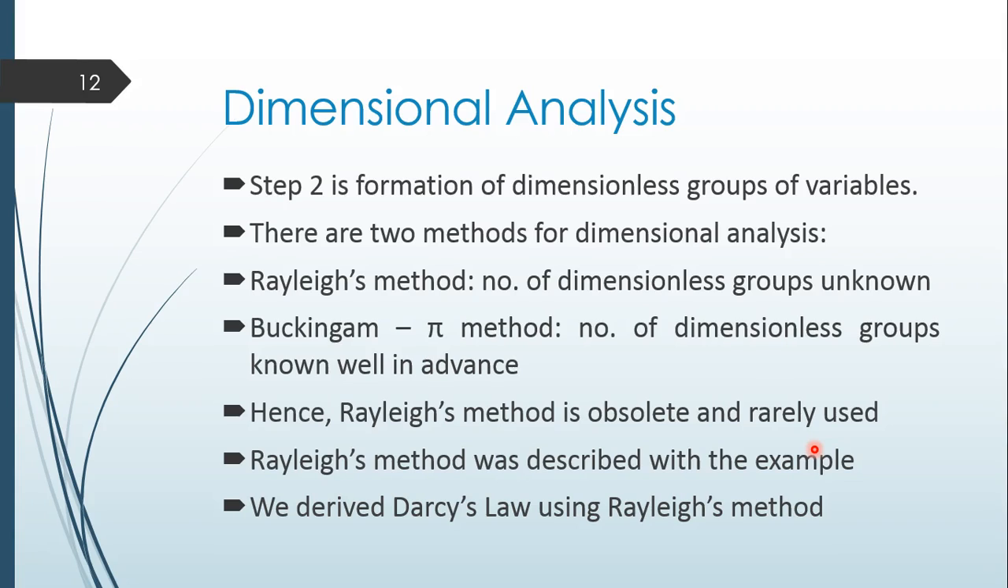Okay, so step 2 is generally the formation of dimensionless groups of variables. There are two methods for dimensional analysis. One is Rayleigh's method, in which the number of dimensionless groups is unknown. Rayleigh's method is obsolete and is rarely used. What we just did for deriving Darcy's law is basically Rayleigh's method. But nowadays it's rarely used. We cannot use it for complex phenomena. And that's the disadvantage, not knowing the number of dimensionless groups well in advance.